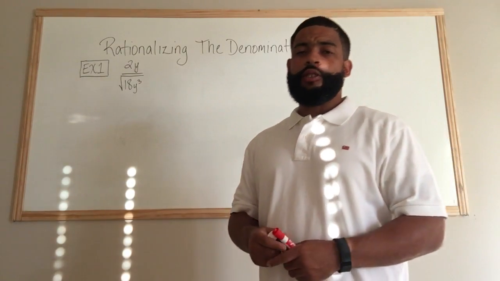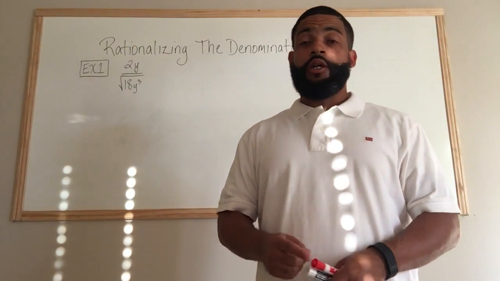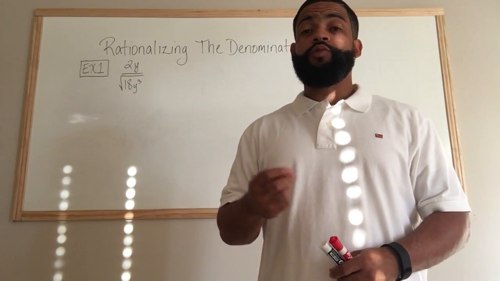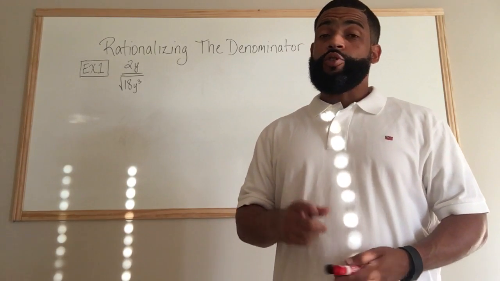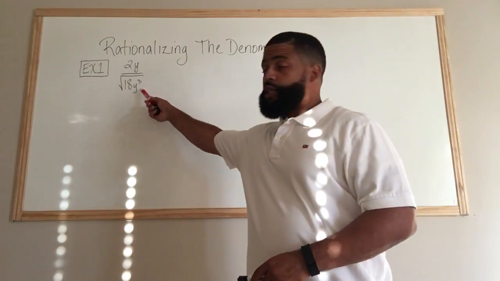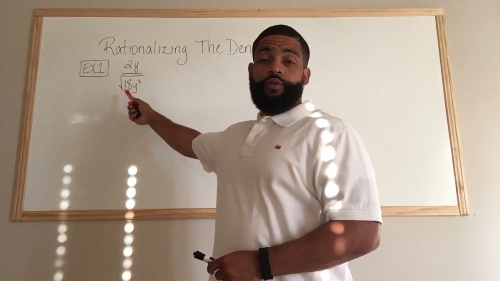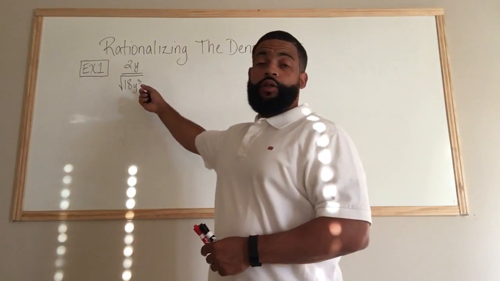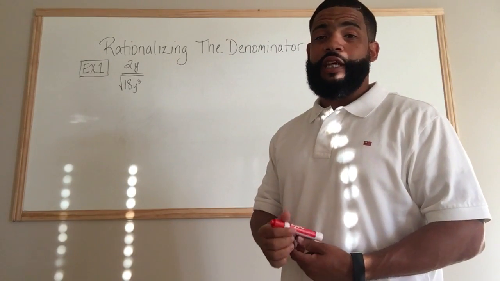So first thing, we must understand that there are two things that cannot be in the denominator of a fraction. The first thing that can't be in the denominator is a zero. If there's a zero in the denominator of your fraction, that fraction is undefined. Also, you cannot have a radical in the denominator like this example. We have 2y over the square root of 18y to the third power. So we're going to get rid of this radical in the denominator by a process called rationalizing the denominator.